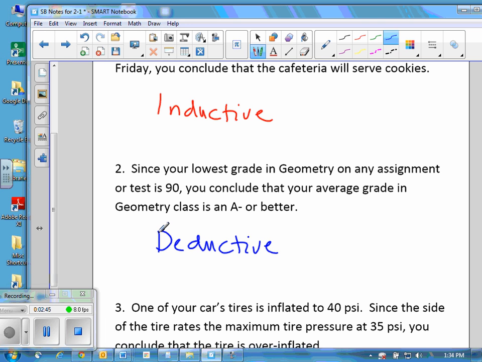And the reason here is that you know for certain that you have an A- or better. Your lowest test grade is a 90. And so all of your grades being A- or better means you can't possibly have an average that's below an A-. That makes this deductive.